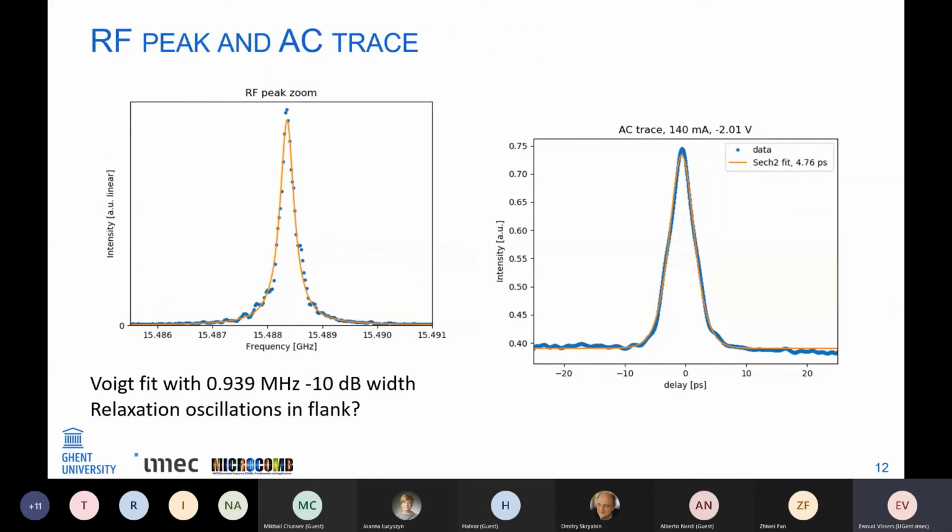I then took RF traces and an autocorrelation trace as well. And you can see that if we make a Voigt fit of this RF peak zoom, we get a minus 10 dB bandwidth of around 1 megahertz. And if we take an autocorrelation trace, we fit a pulse width of 4.7 picoseconds.